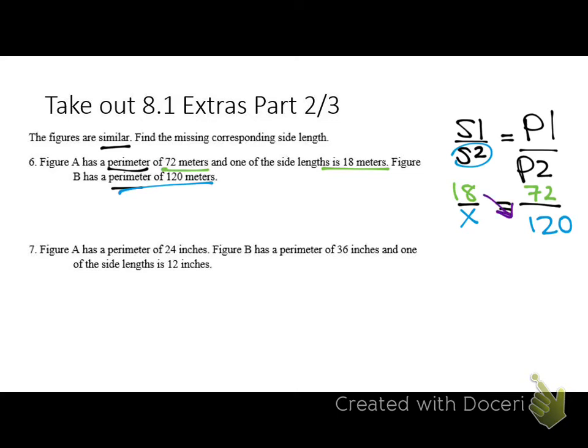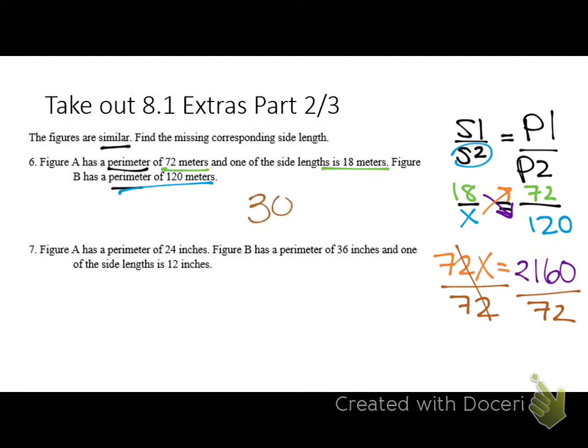Why did I do this one first? 72x equals, what is 18 times 120? 2,160. Divide by 72. And we get? What is it? 30, and that'd be meters. 30 meters.